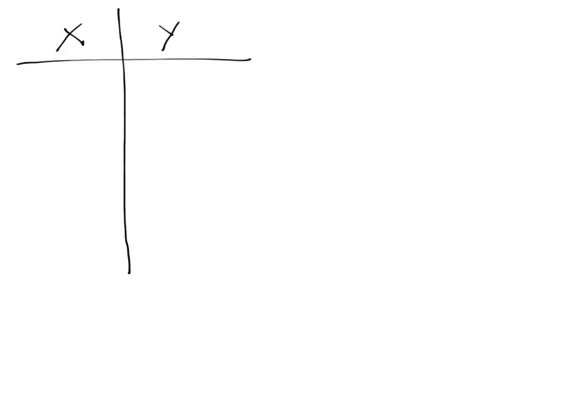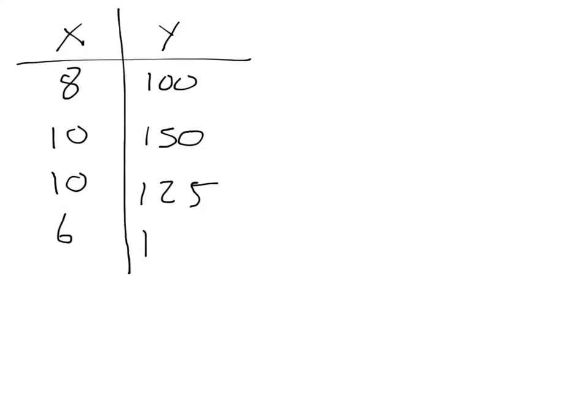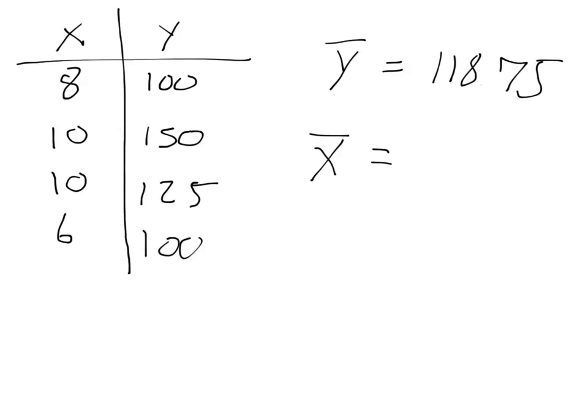So we will have a set of x's that are 8, 10, 10, and 6. And the matching y's are 100, 150, 125, and then 100 again. To save ourselves a little bit of time, I will go ahead and say y bar, so the average of the y's, is 118.75. And the average of the x's is 8.5. Cool.